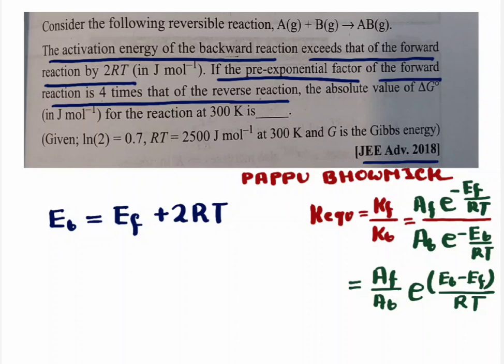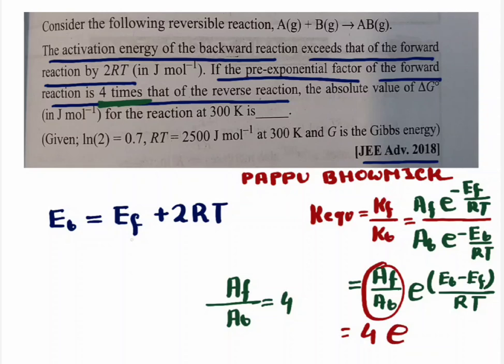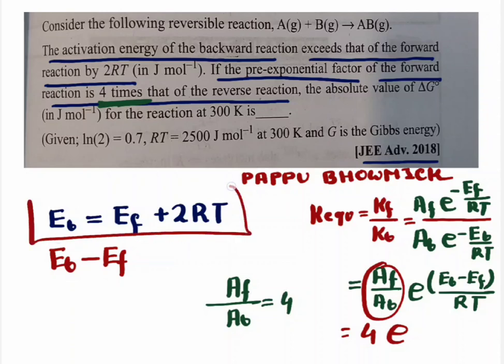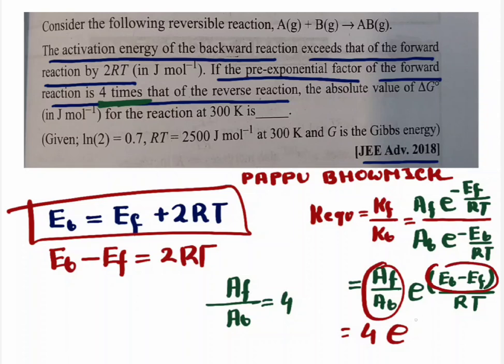Okay, so in the question it is told that 4 times means A_F pre-exponential factor, right? A_B, this will be 4, so this value is 4 e to the power, now E_B minus E_F from that equation equal to 2RT. So e to the power E_B minus E_F, 2RT divided by RT, right? So if RT is cancelled out, 4 e to the power 2, right?